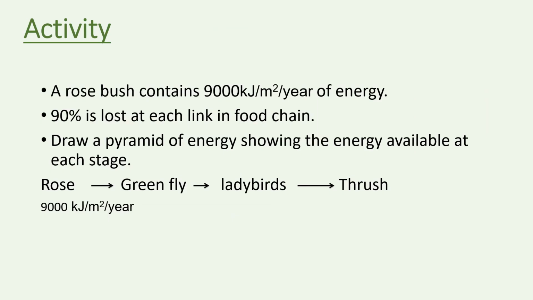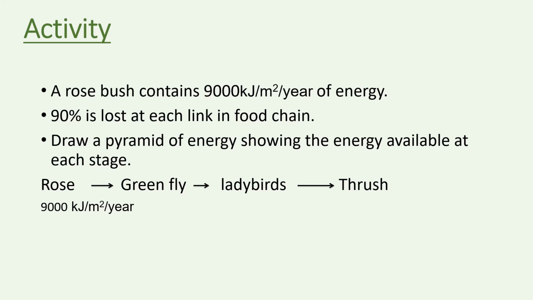Now try to pause the video and do the activity before I go over the answers. The activity says a rose bush contains 9,000 kilojoules per meter squared per year of energy. 90% is lost at each link in the food chain. Draw a pyramid of energy showing the energy available at each stage.